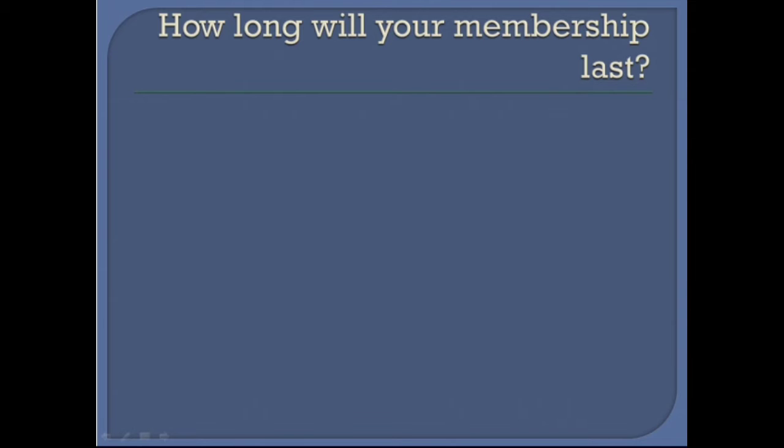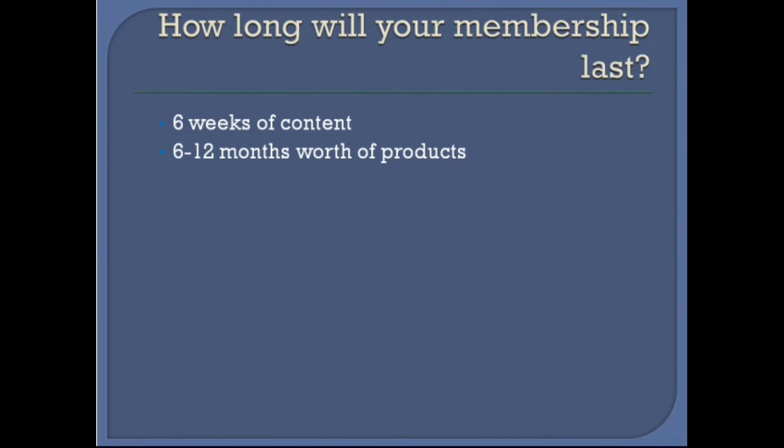Now, what you can do initially is when you gather all the content and see how much content you have, what kind of content you might need to add, then that will tell you how long your membership site will realistically last. You could have 6 weeks of content. You could have 6 to 12 months worth of products. It really depends on your audience and who is buying your products.